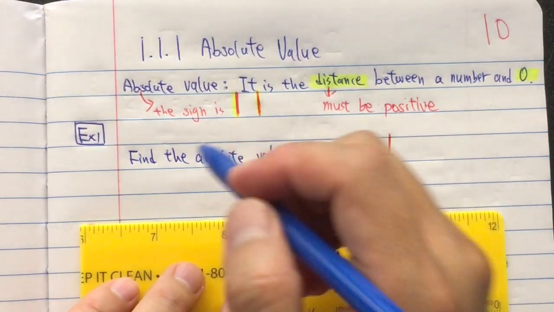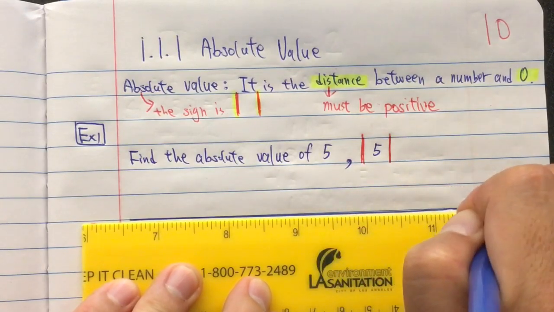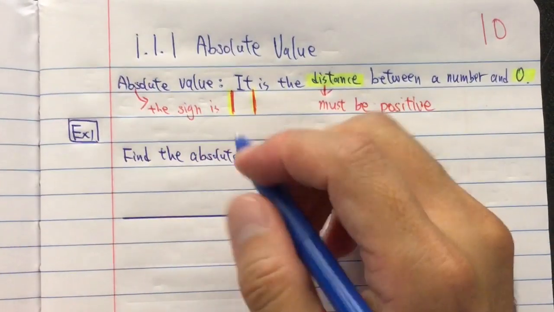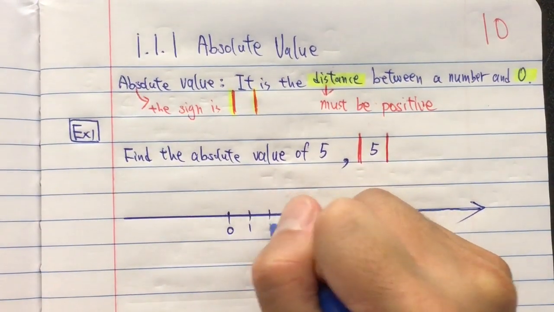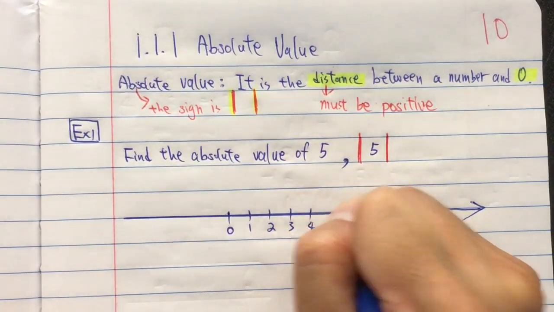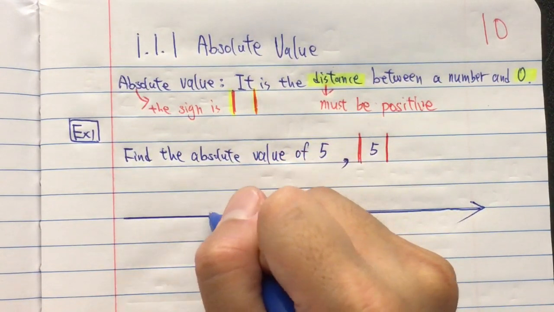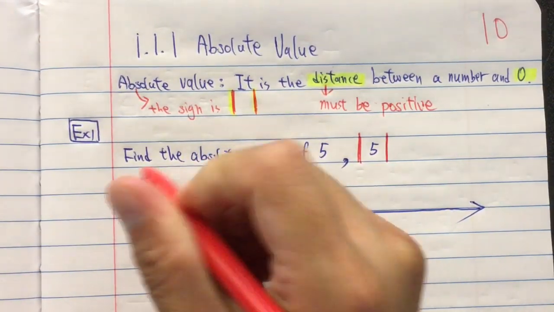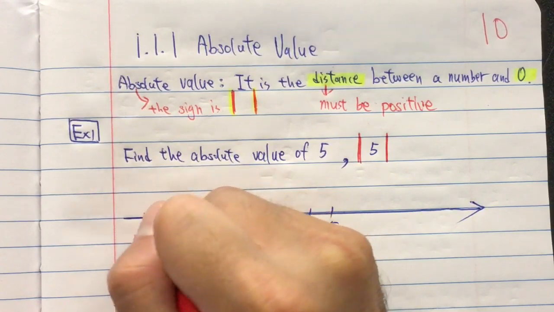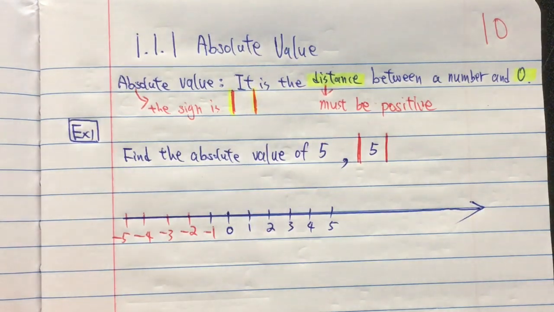Now let's use a ruler. Please use a ruler here. Make a number line: 0, 1, 2, 3, 4, 5. So far so good. And on the other side, use red: -1, -2, -3, -4, -5. So far so good. This is a number line.